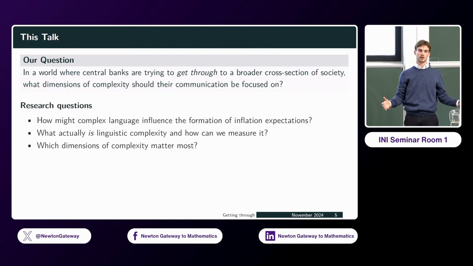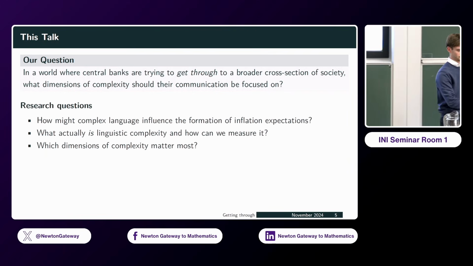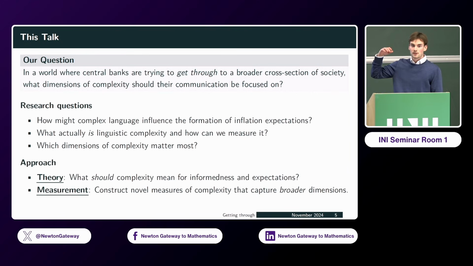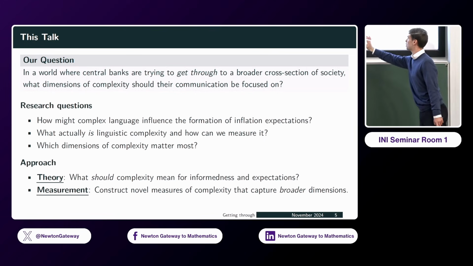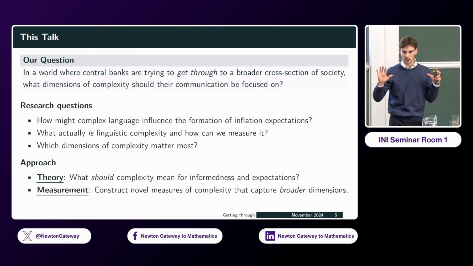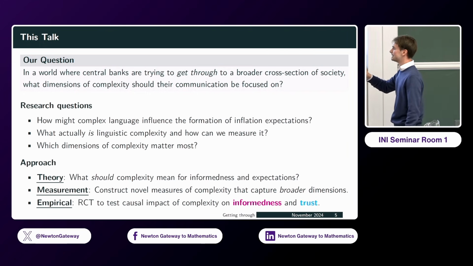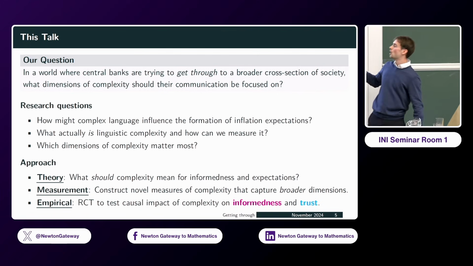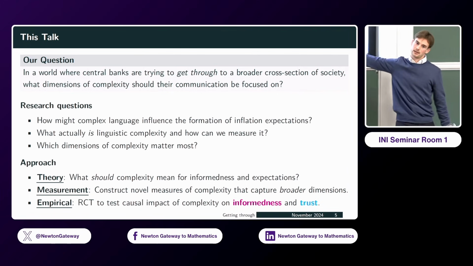Is it average word and sentence length, which the general literature is focused on, or is it something else? And so we do three things. I'll skip over the theory. Second, we construct novel measures of complexity that try to capture these broader dimensions. And then we run a randomized control trial to test the causal impact of these dimensions of complexity on people's level of informedness and trust in the central bank.